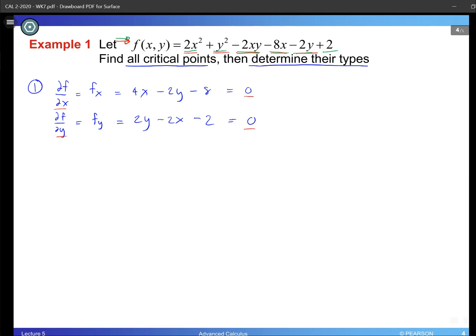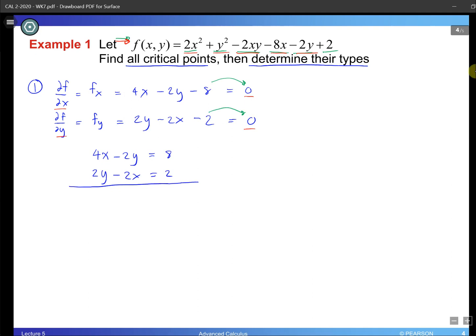And right now we have two equations to work with, so let's bring it down here. I am going to bring the first one for the fx down here. It's going to be 4x minus 2y, and then I move this 8 to the other side. Alright, so I have this equal to 8. And then I bring the next equation of 2y, and this comes from the fy, minus 2x, and then I move this 2 to the other side. I have this equal to 2. And then I can combine these two equations together, add them together, and then I can get this.